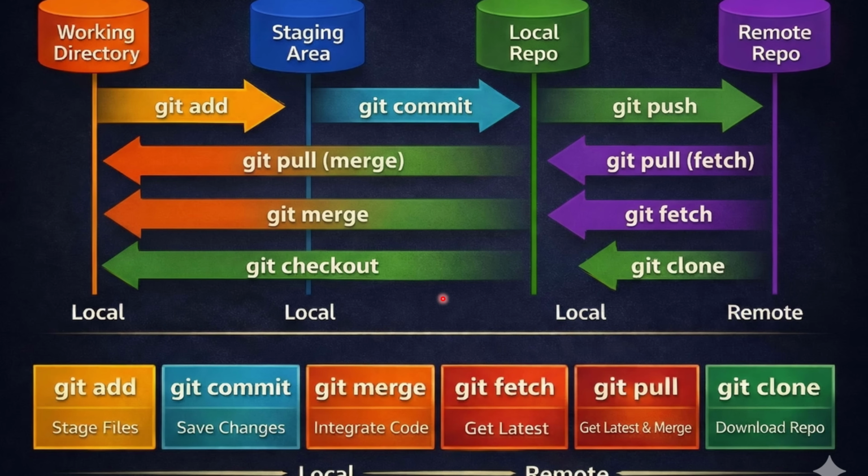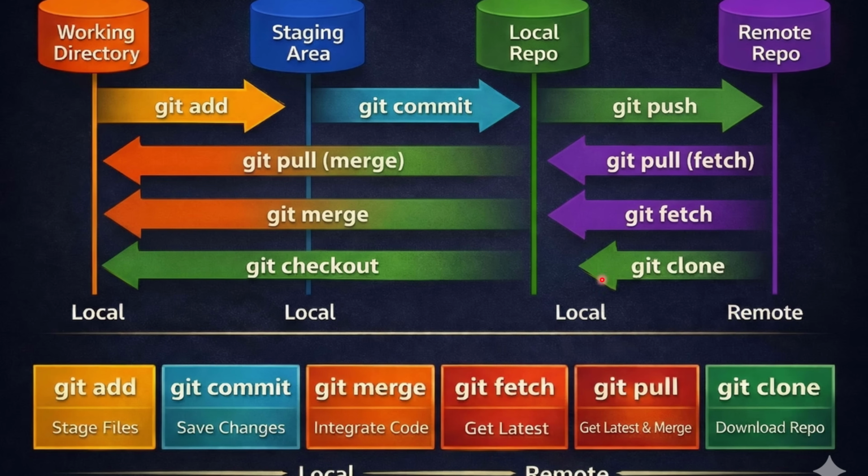So if I summarize this high level workflow of the files, you will be using the git add command. This will move the files from your working directory to the staging area. Now you want to save those changes which are already in the staging area, then you will use git commit. So git commit will save the changes, right? And git merge integrates code. Git fetch will bring the changes to the local repository. Then merge will integrate the code with your local working directory, right?